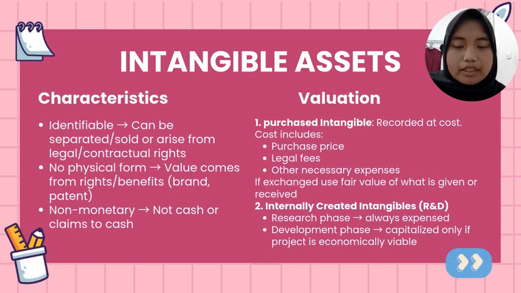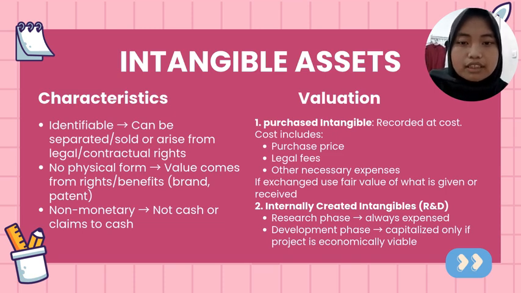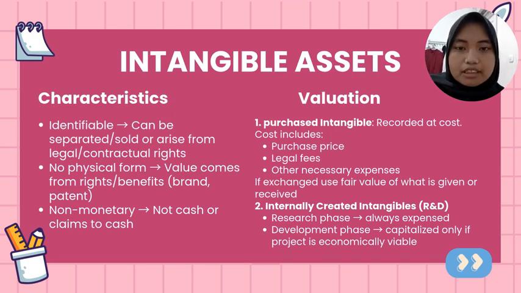At first, I will explain about the characteristics of intangible assets. The first characteristic is identifiable. It means an intangible asset can be separated or sold, or can arise from legal or contractual rights. The second is no physical form, meaning an intangible asset is a value that comes from rights and benefits, so it does not have a physical form, for example a brand and a patent. The last characteristic is non-monetary, meaning that an intangible asset is not cash or a claim to cash.